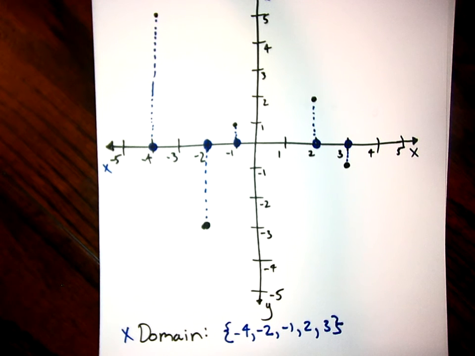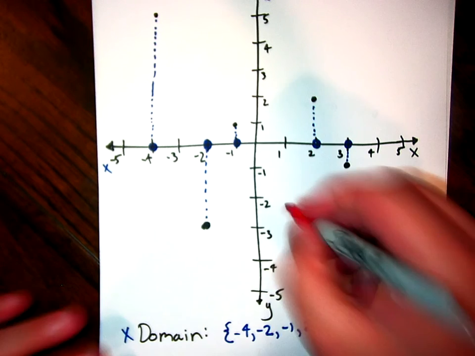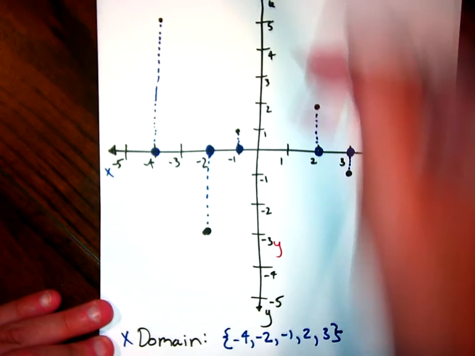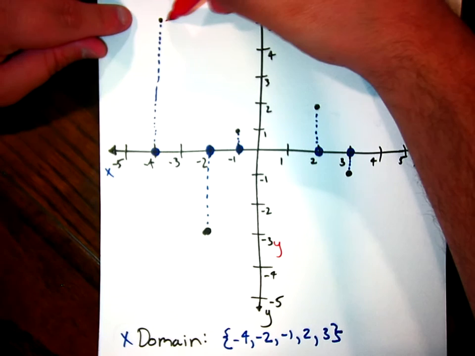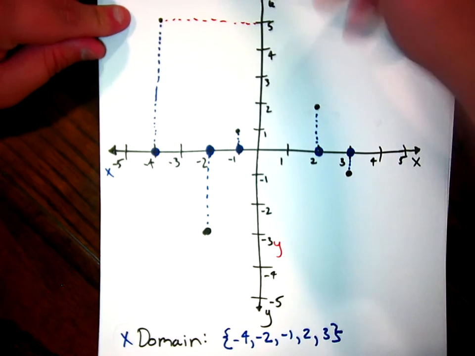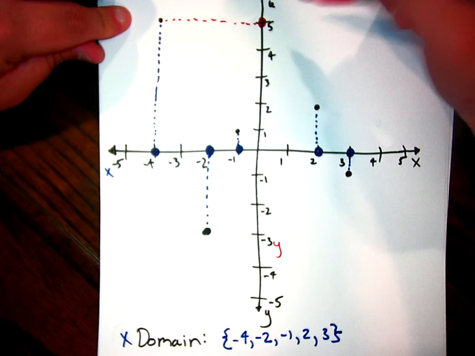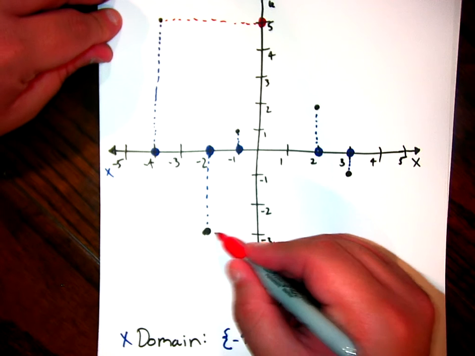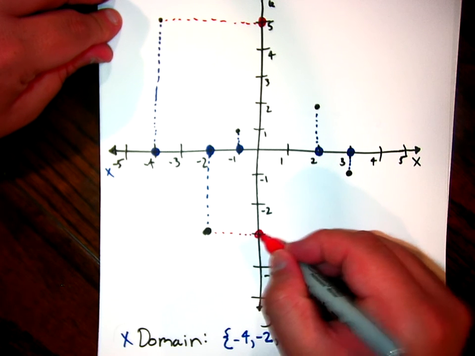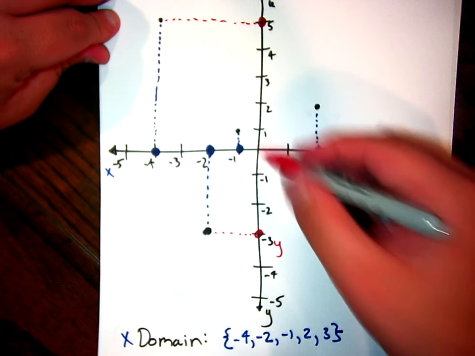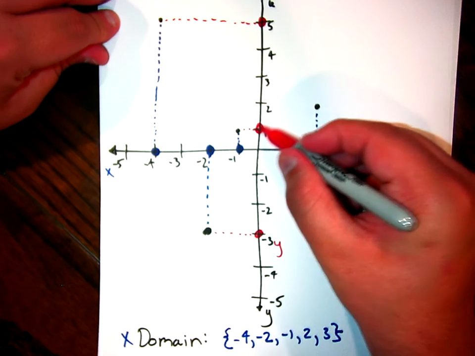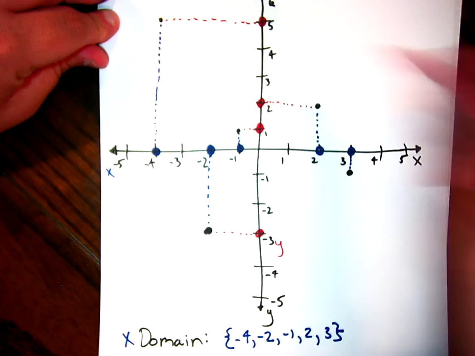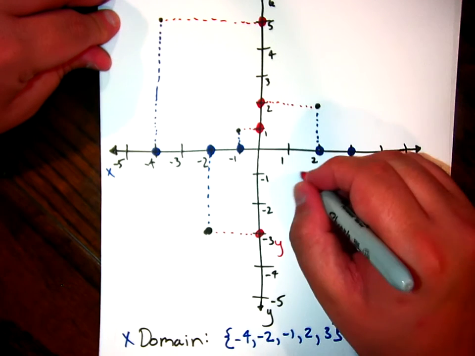And we can do the same thing for the range. We can do the same thing for the y values. Okay, and if we look at this, we're going to trace this first point over to the y-axis, and you'll get the y value +5 there. That's part of my range. What about this point? Well, that's the y value -3. How about this one? +1. This one, +2. And this one, -1.